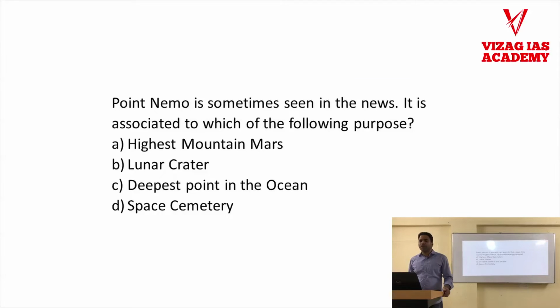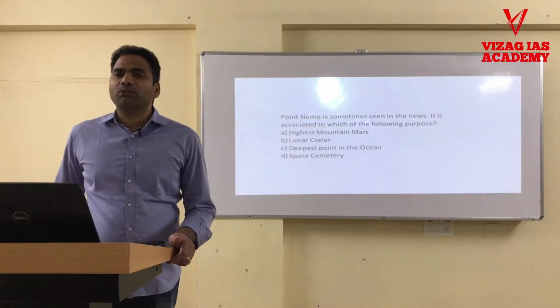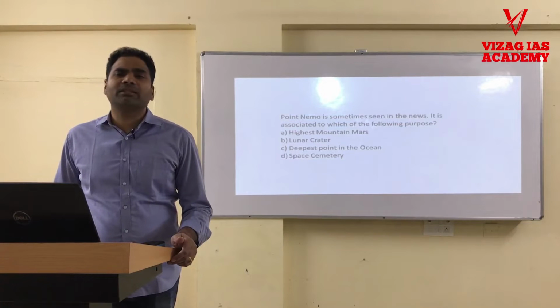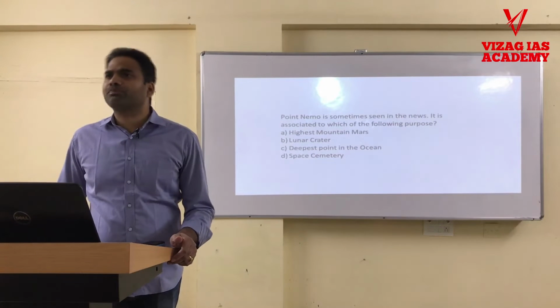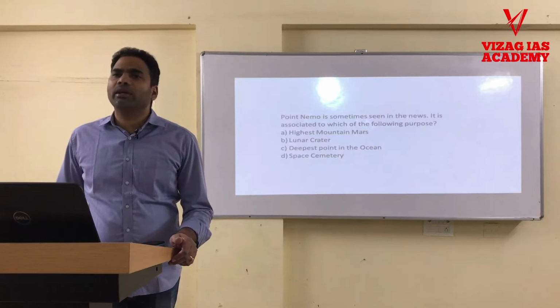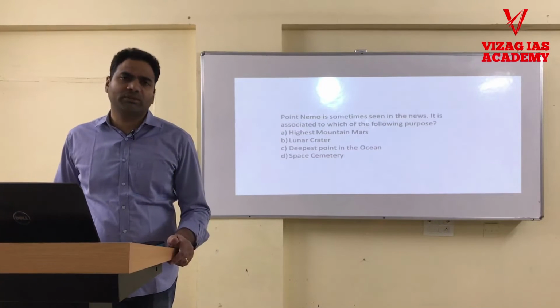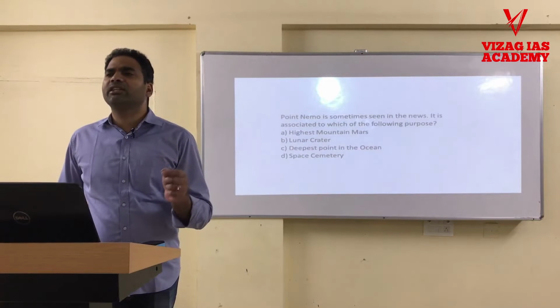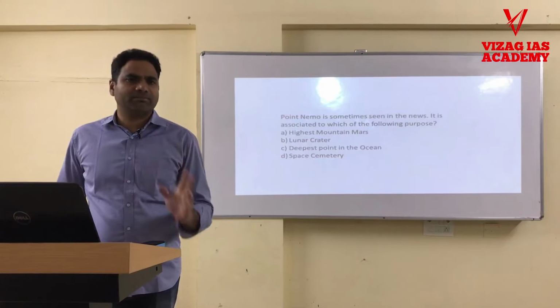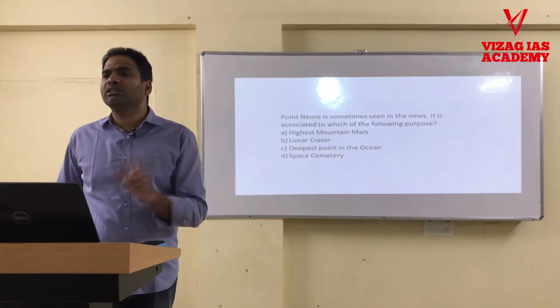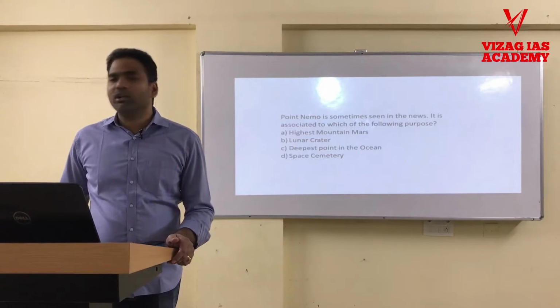The next question, Point Nemo, sometimes seen in news. It is associated to which of the following purposes? Since the question paper is about space, you can guess. I think it is space geometry, but otherwise Point Nemo is an uninhabitable area where there is no life form or anything and it is situated in South Pacific Ocean. The speciality is it is equidistant from all the coastlines. Okay, it's thousands of kilometers away from all the possible coastlines, and I'll show you the image, you will get it better.